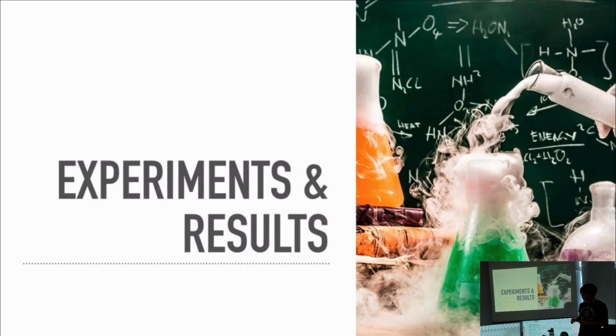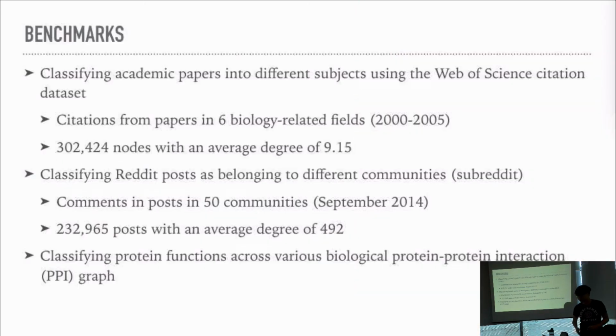So what are the experiments and the results? There are a few experiments. This problem is not limited to these tasks, but these tasks are just a sample representation of tasks that can use the embeddings. One is classifying academic papers into different subjects using the Web of Science dataset. These are citations from papers from 6 different fields of biology from 2000 to 2005. It has over 300,000 nodes and an average degree of 9.15.